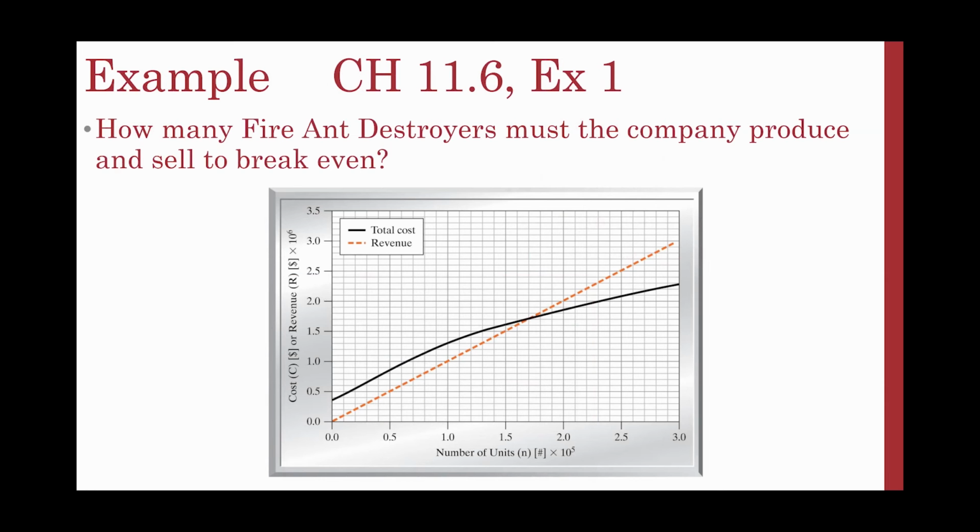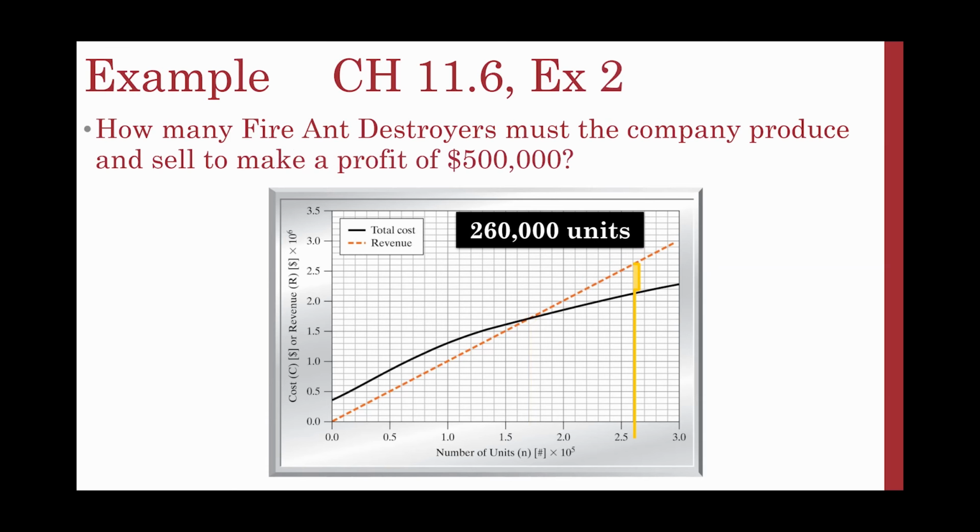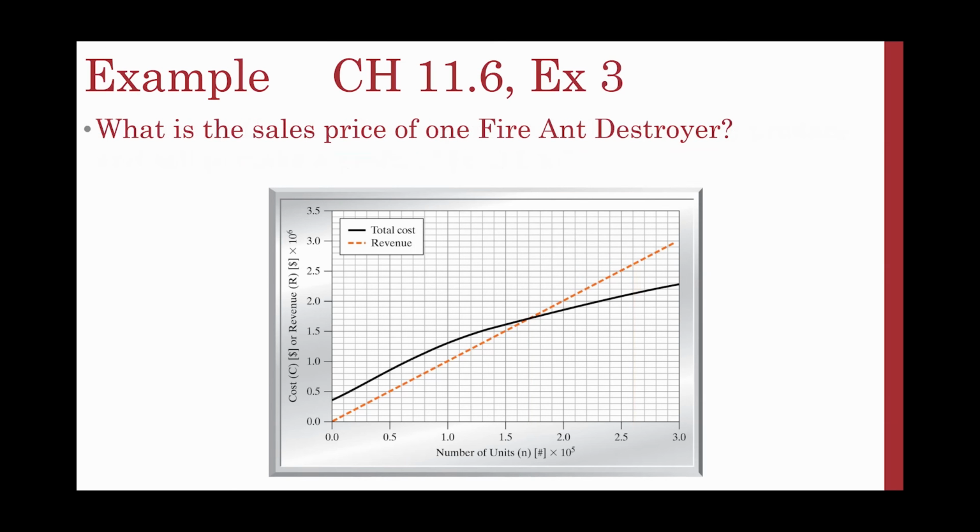So how many fire ant destroyers must the company produce to break even? First we want to find where these two lines intersect, and these two lines intersect at 170,000 units. How many fire ant destroyers must the company produce and sell to make a profit of $500,000? To make a profit of $500,000, you need the difference between your revenue line and your total cost to be $500,000. So we find where that occurs, and then we drop down and look at how many units have been sold, which is 260,000 units.